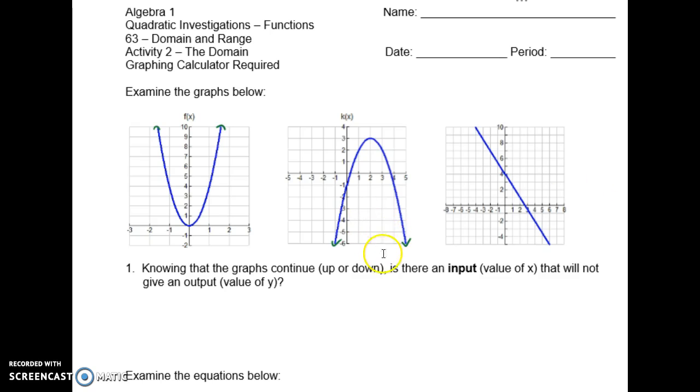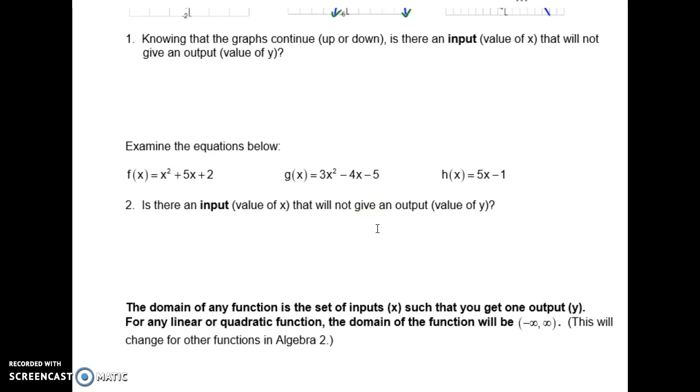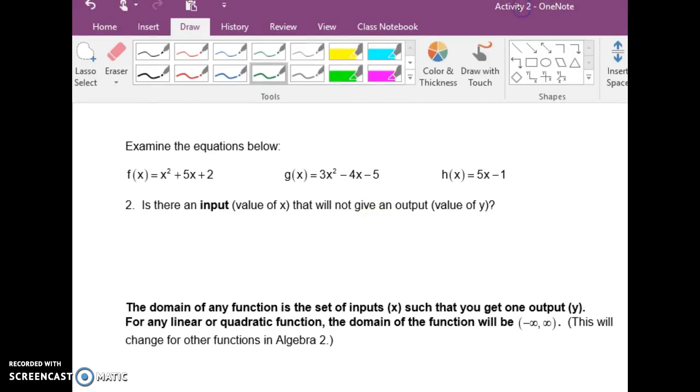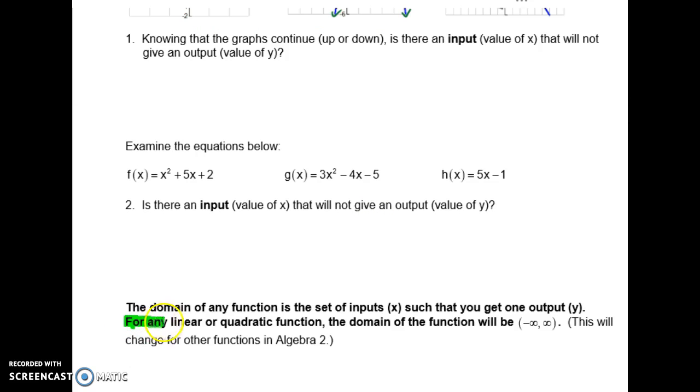And the reality is that there's no restrictions on what I can plug into a continuous linear or quadratic function. So my domain for those type of functions is always going to be all real numbers. So any linear or quadratic function, the domain will be from negative infinity to infinity. No restrictions.